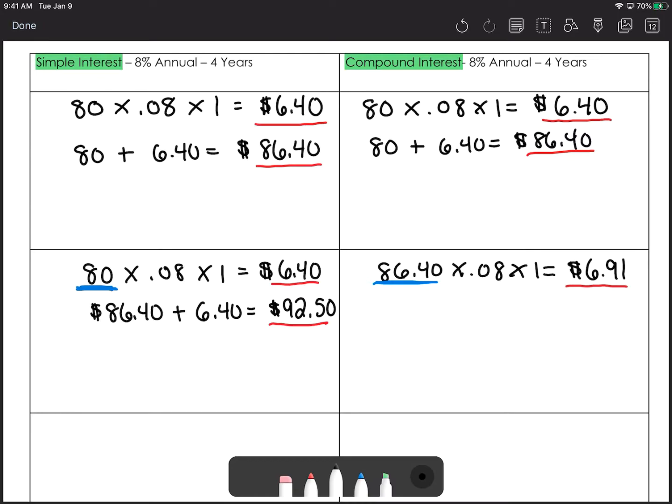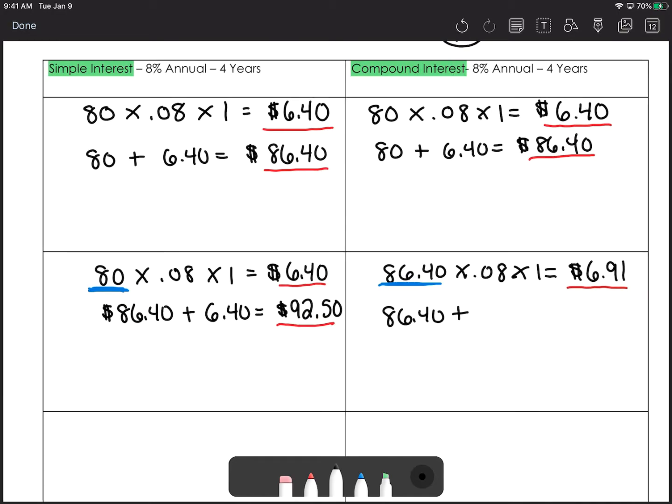So then to get my total balance for the compound account, I would take my previous balance, which is $86.40, and I would add the $6.91, and I would get a total of $93.31. So this is my balance after the second year in my compound interest account versus my balance of $92.50 in the simple interest account.